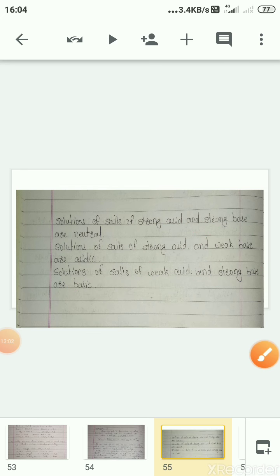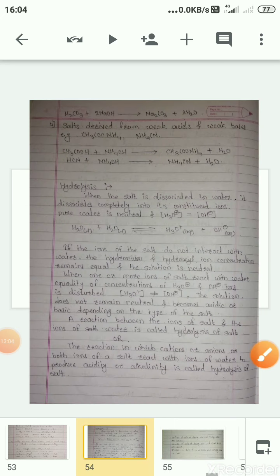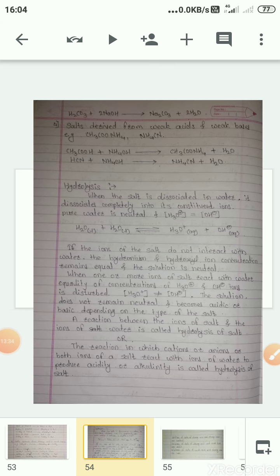Now let's continue to hydrolysis of salts. Okay, now we have seen the hydrolysis of salts. When the salts are dissociated in water, they dissociate completely into their constituent ions and pure water molecule. And due to the presence of these salts dissociated in water, the concentration of H3O plus ion changes.